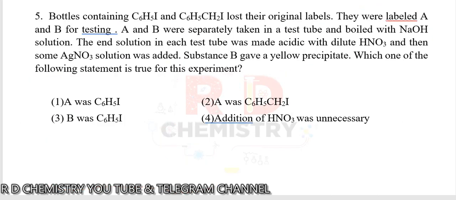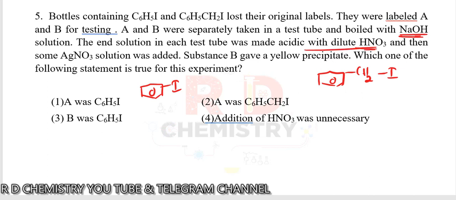Bottles containing iodobenzene and benzyl iodide lost their labels and were labeled as A and B for testing. Separately, each was taken in a test tube, boiled with sodium hydroxide, made acidic with dilute nitric acid, and some silver nitrate was added. Substance B gave a yellow precipitate. Which of the following is a true statement?